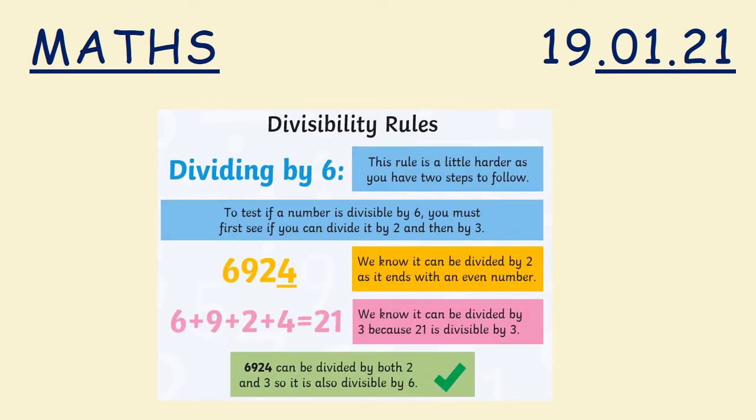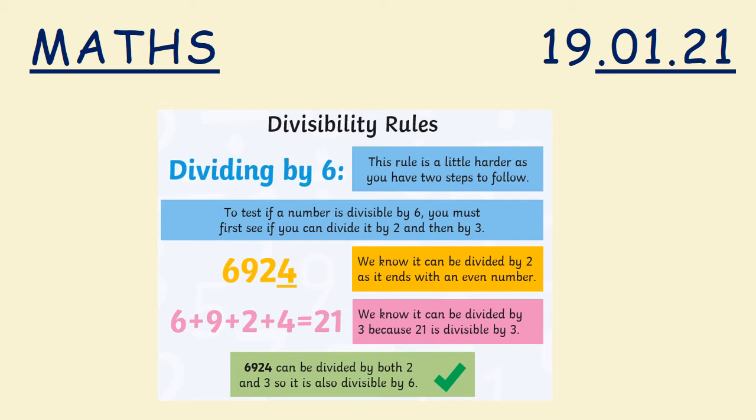Dividing by 6. This rule is a little harder as you have two steps to follow. The test if a number is divisible by 6. You must first see if you can divide it by 2 and then by 3. We know it can be divided by 2 as it ends with an even number. So 6,924 ends with an even number.